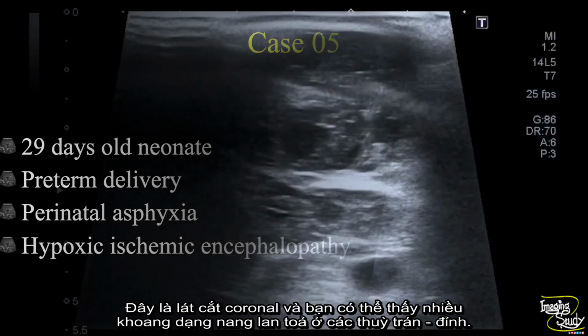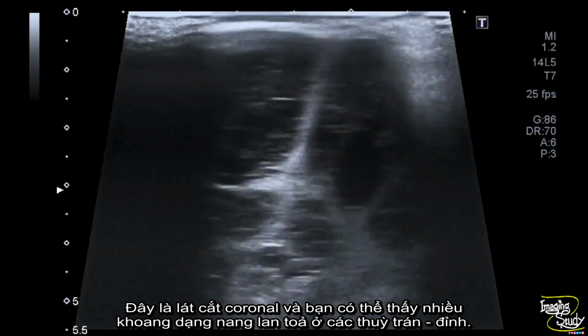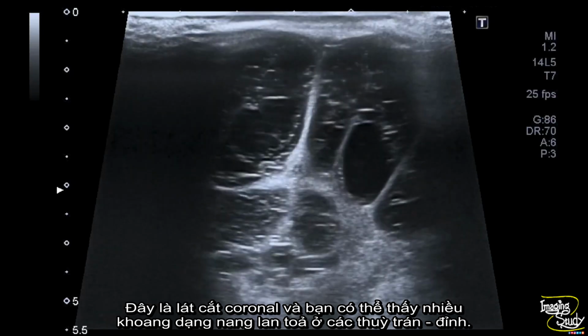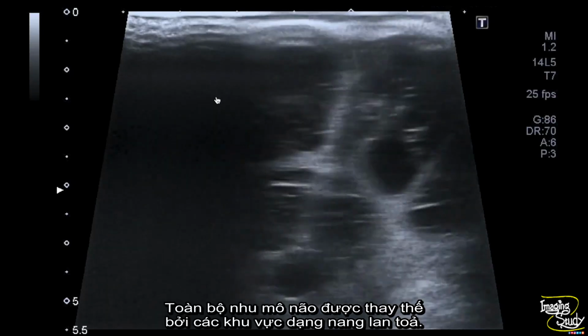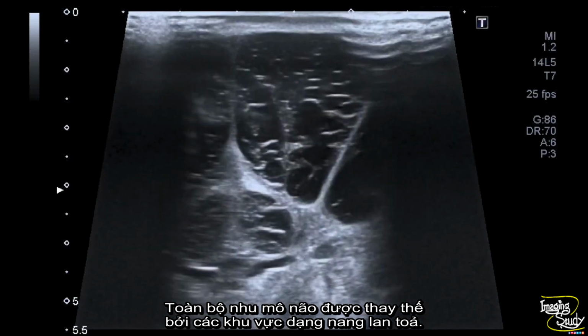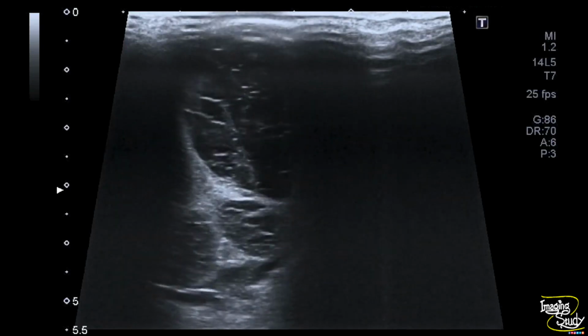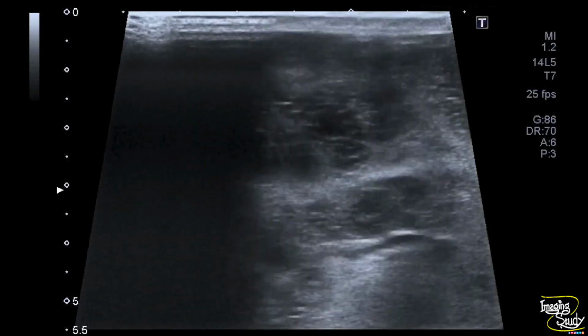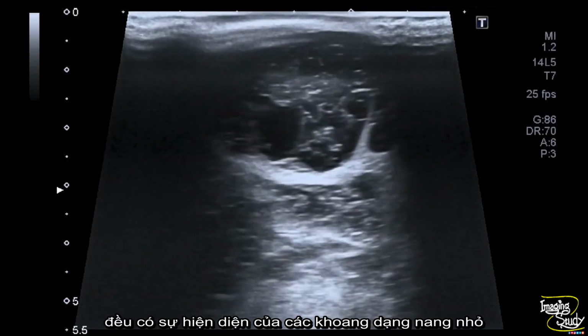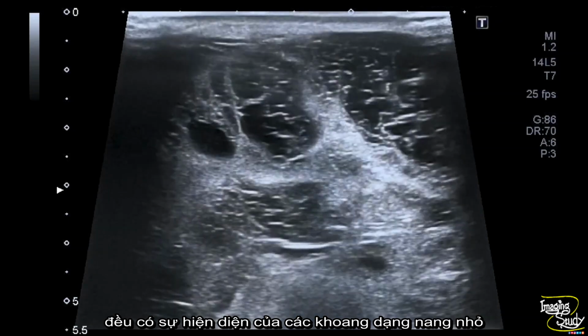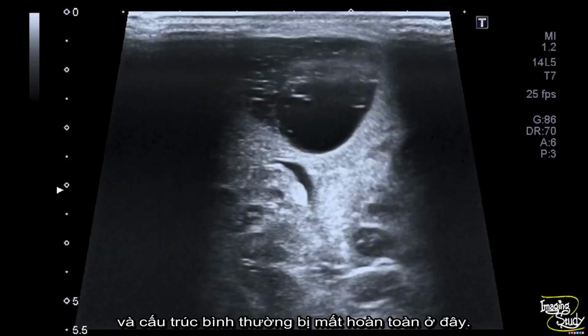During our ultrasound scan, this is a coronal section, and you can see diffuse cystic spaces occupying the frontoparietal lobes. The whole brain parenchyma has been changed to diffuse cystic areas. If you check the frontoparietal or deep white matter region, all are containing tiny cystic spaces. The normal architecture is completely lost here.